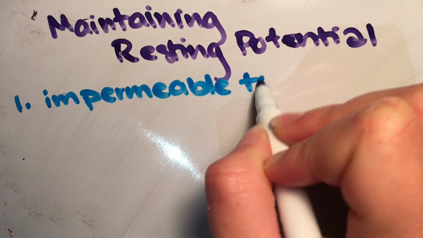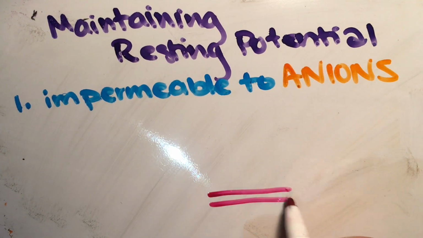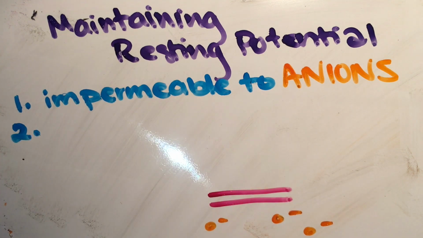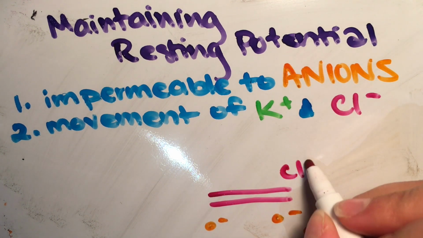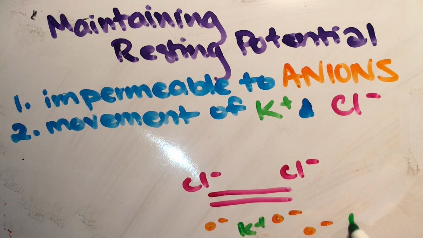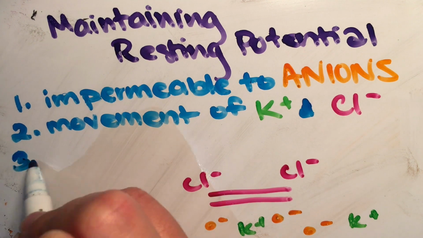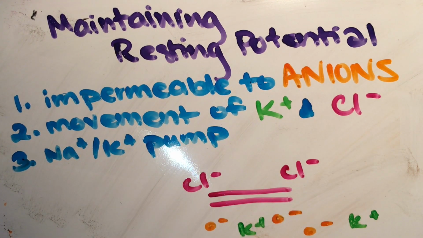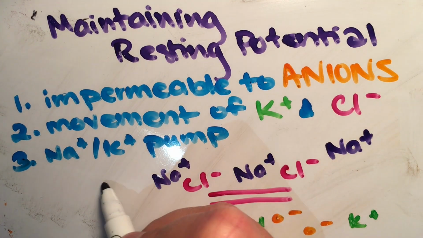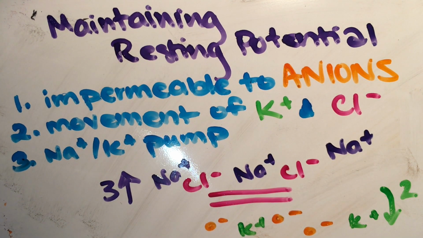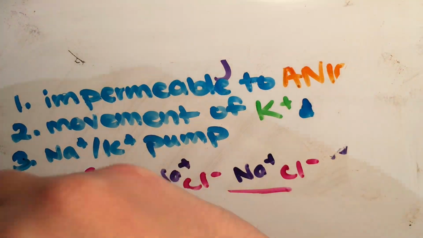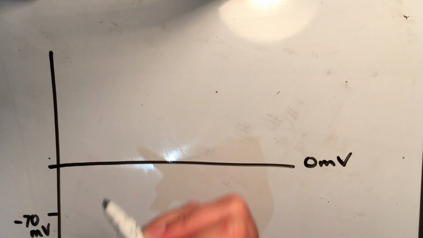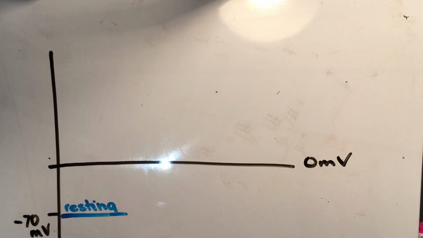First of all, we have a membrane that's impermeable to these anions, and so we already start with a negative charge inside the cell. Secondly, we have movement of potassium and chloride through leak channels. And so chloride being negative is going to want to move out naturally. Potassium being positive is going to be pulled in. Lastly, we have the also important sodium-potassium pump, which pumps out 3 sodiums for every 2 potassiums that are pumped in, maintaining a gradient. And this gradient keeps the neuron at around negative 70 millivolts. So to start off with resting potential, we are already at a negative state.